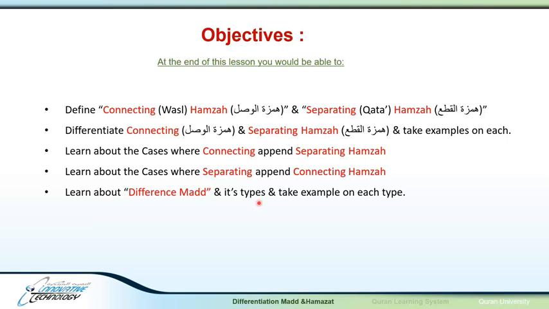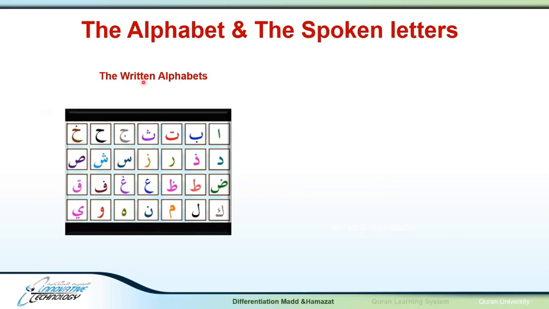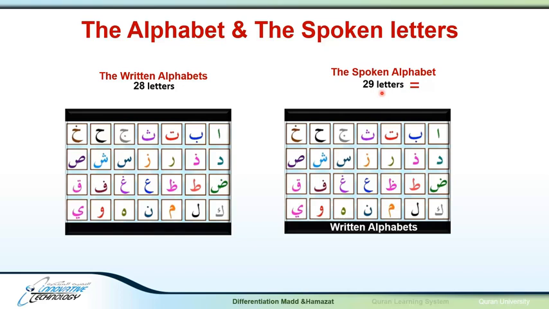What are the types of this difference med? And then we'll take examples on each type. Let's quickly revise the letters of the Arabic alphabet. We said that there are 28 letters in the written alphabet, and one extra letter exists to make the spoken alphabet, which is basically the Hamza.